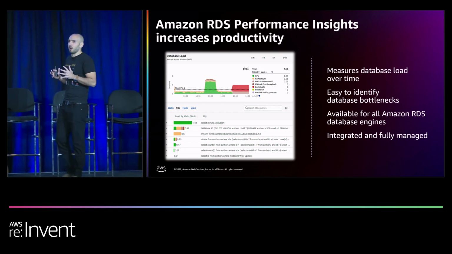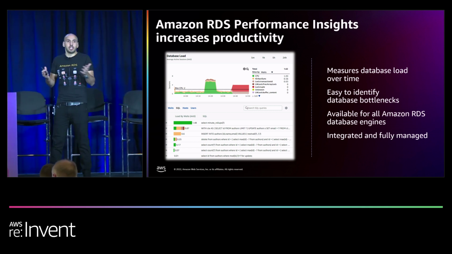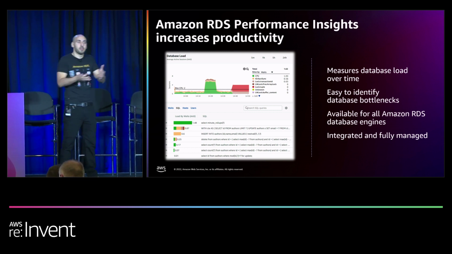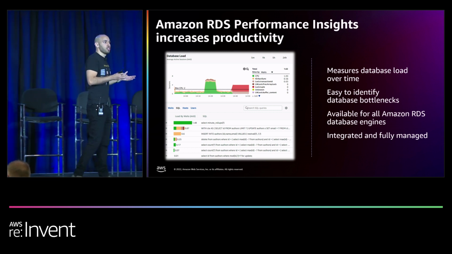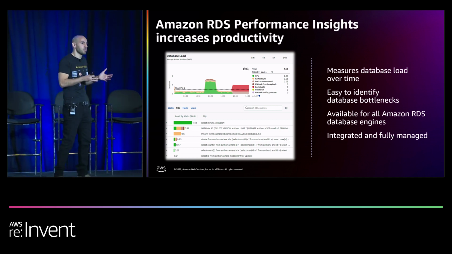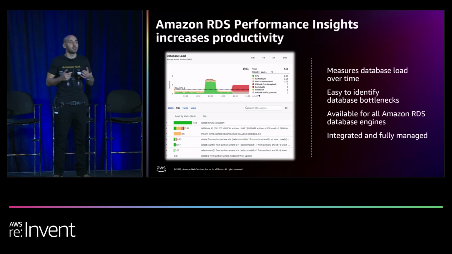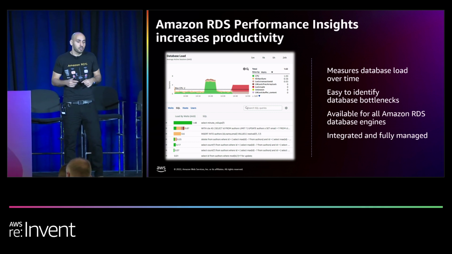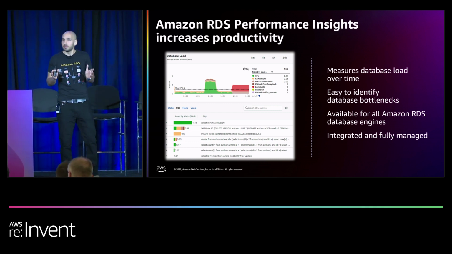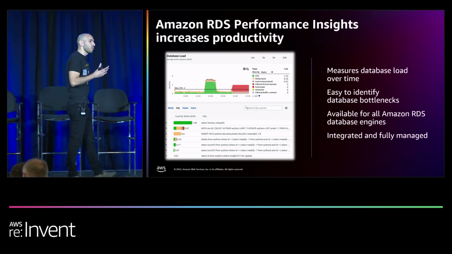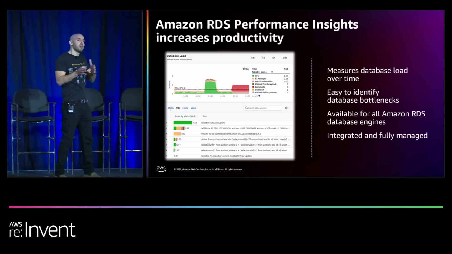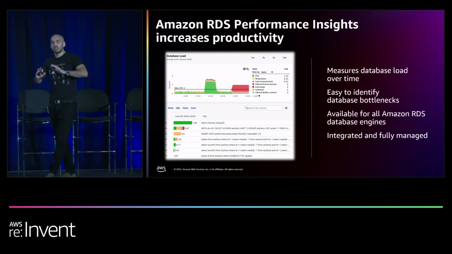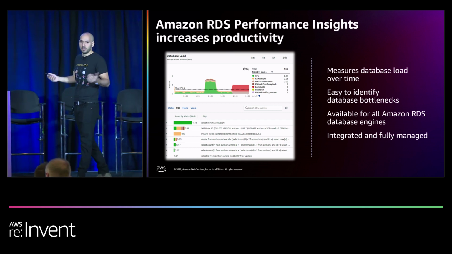One of the great things about Performance Insights, many of our customers who are working with RDS are not necessarily database experts. Many of them are developers, DevOps engineers, and they don't have deep database expertise. And yet, they find this tool very useful to diagnose and troubleshoot database performance. It is also available for all of the Amazon RDS engines, and it is integrated and fully managed. In other words, very similar to RDS Enhanced Monitoring. You don't need to deal with installations, upgrades, anything like that. This is a fully managed tool that comes as part of RDS. You just need to enable it.